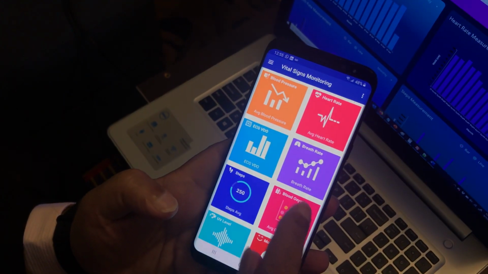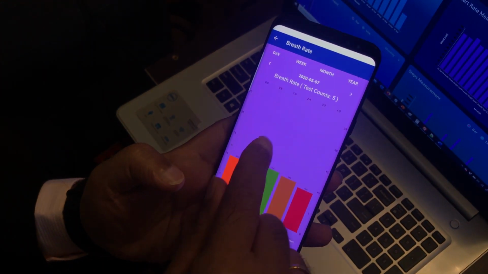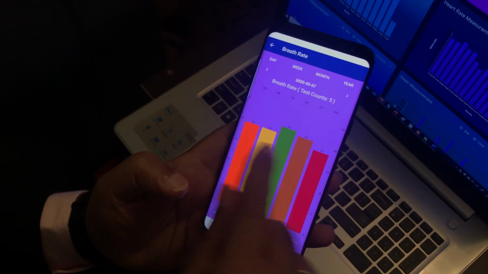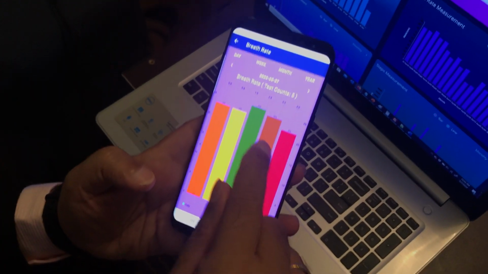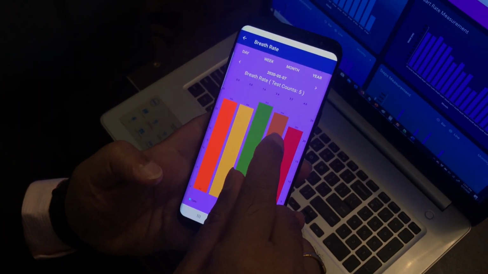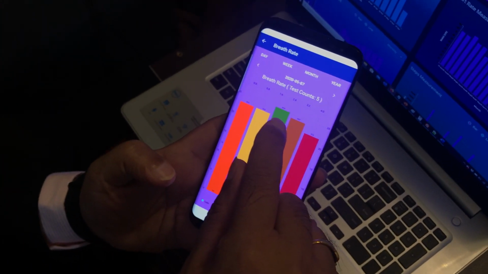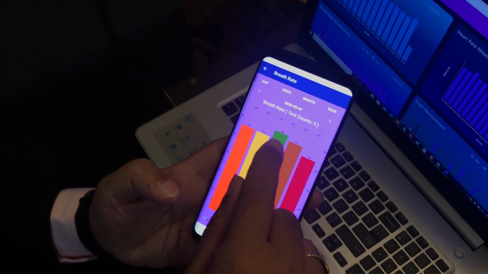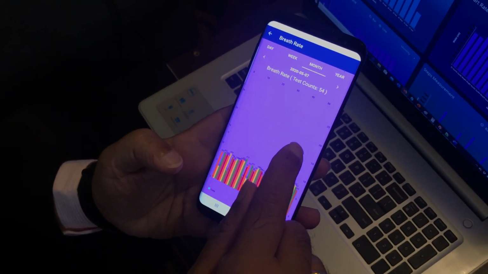Now let us explore how the breath rate is going to look like. For example, within the daily chart, based on the number of tests that you have done. In this case, we have done 5 times during the day, so it's showing the values. Typically, it should be ideally less than 30 bpm. Otherwise, there's some serious condition that's going to happen.